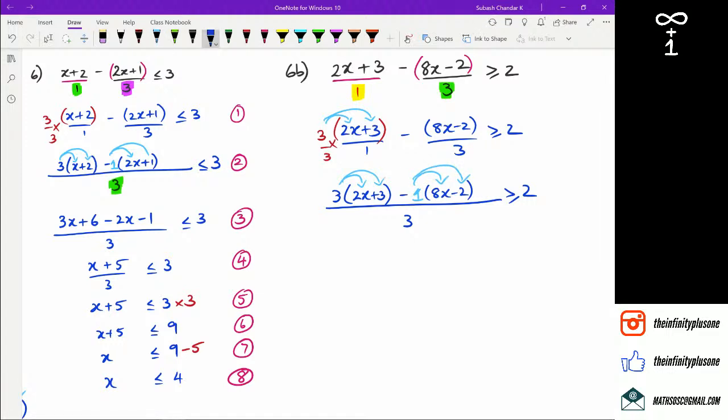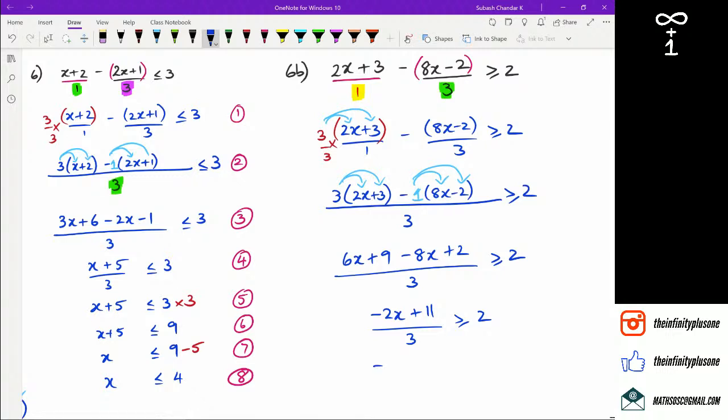So let's expand the brackets. 3 times 2x gives me 6x. 3 times 3 is 9. Negative 1 times 8x is negative 8x. Negative 1 times negative 2 is positive 2. And all of that is over 3, and it's greater than or equal to 2. So simplify the numerator. I've got 6x minus 8x, which is negative 2x. 9 plus 2, which happens to be 11, over 3 greater than or equal to 2.